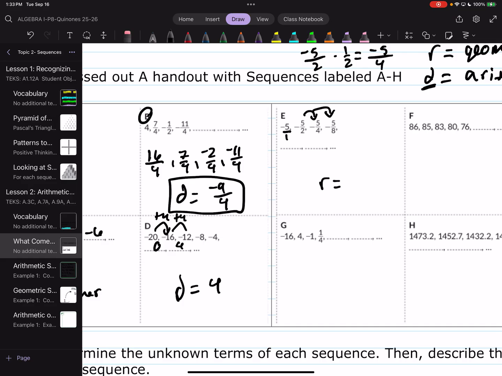What's my common ratio here? We said 1/2. Okay, so then what are my next values? It should be negative 5 divided by what? 16. And then what's my next one? Negative 5 divided by 32.